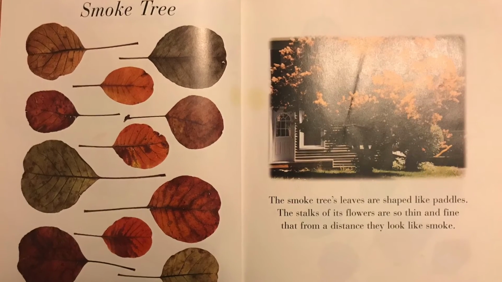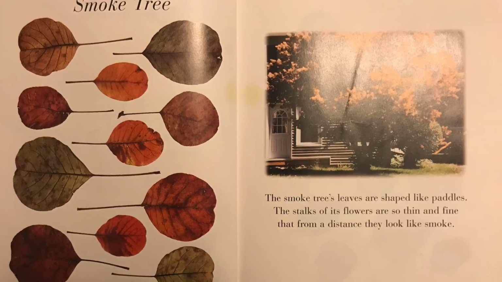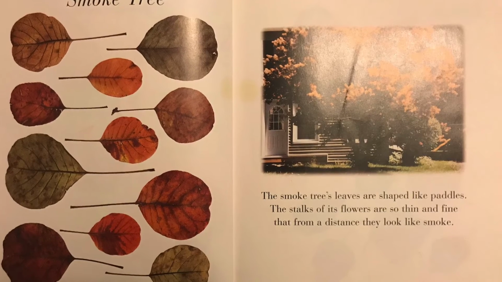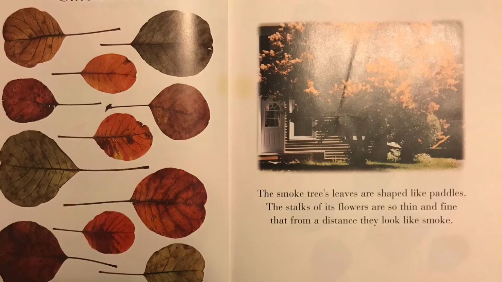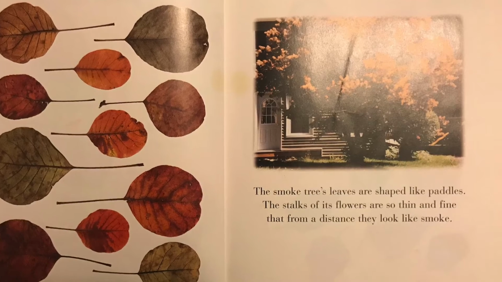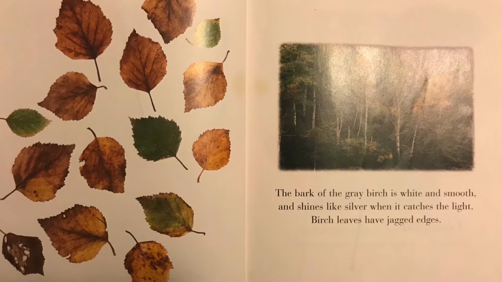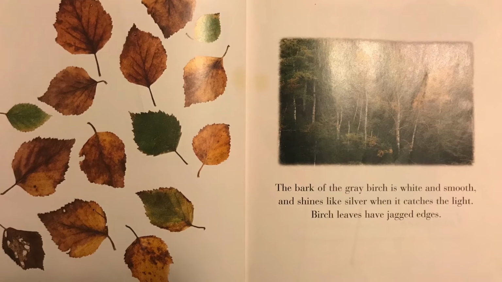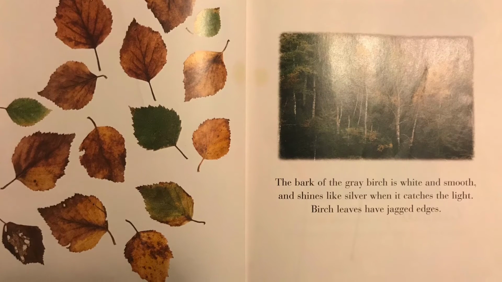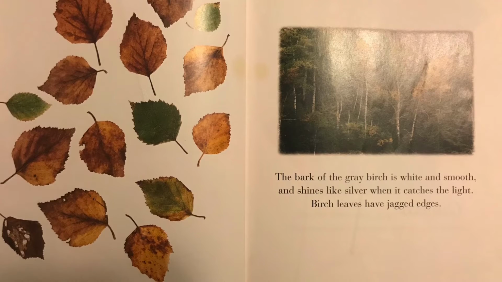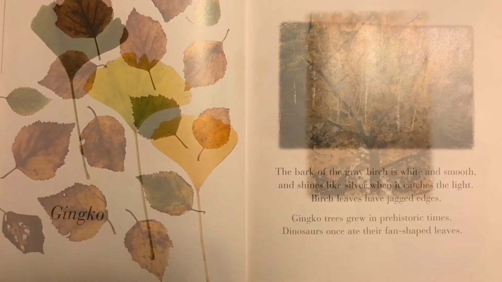Smoke tree. The smoke tree's leaves are shaped like paddles. The stalks of its flowers are so thin and fine that from a distance they look like smoke. Birch. The bark of the gray birch is white and smooth and shines like silver when it catches the light. Birch leaves have jagged edges.